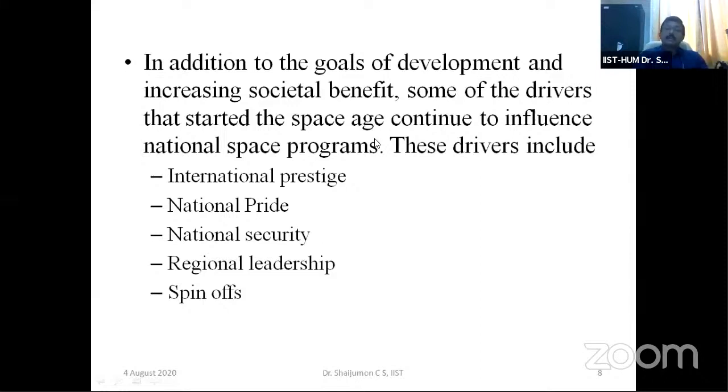Spin-offs, you would have heard this word. What are spin-offs? Spin-off means when you develop a technology, you end up developing various other technologies. You would have heard about the Jaipur foot, used for leg amputation. The material was actually invented by ISRO, and later a company innovated on it and started making the Jaipur foot, which is very strong and light in weight. There are many such spin-offs in the process of making space technology or accessing space, and they are beneficial for the societal and economic development of a country.